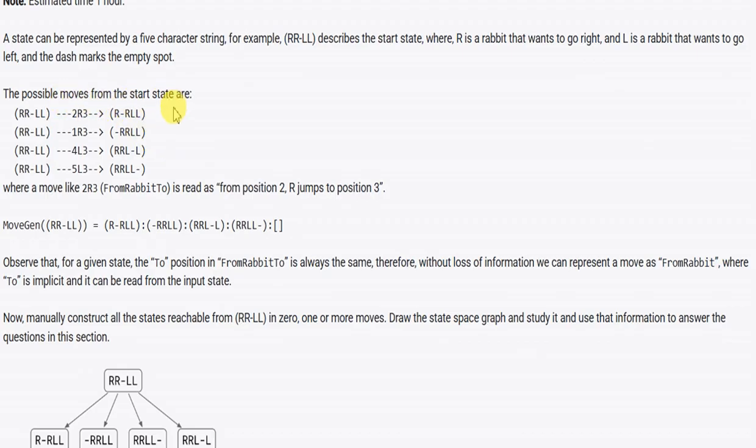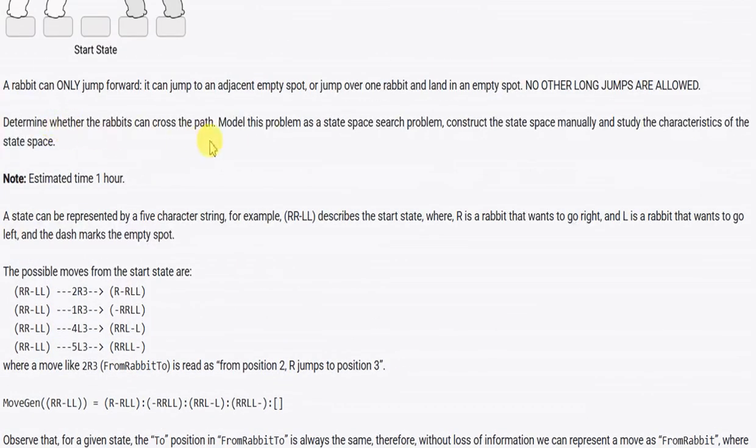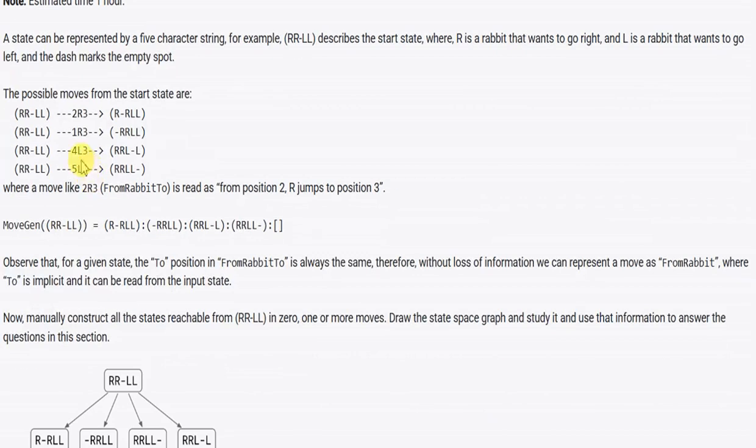Now, possible moves from the start state are 2R3. 2R3 means the second position rabbit can go to the third position. Then it will become R dash R L L. Or the first rabbit can go to the third position. Remember, a rabbit can jump over one rabbit, but not more than one. So the position will become dash R R L L. Then the fourth rabbit can jump to the third, so 4L3, and it becomes R R L dash L. And then the fifth rabbit can jump to the third position, and it becomes R R L L dash.